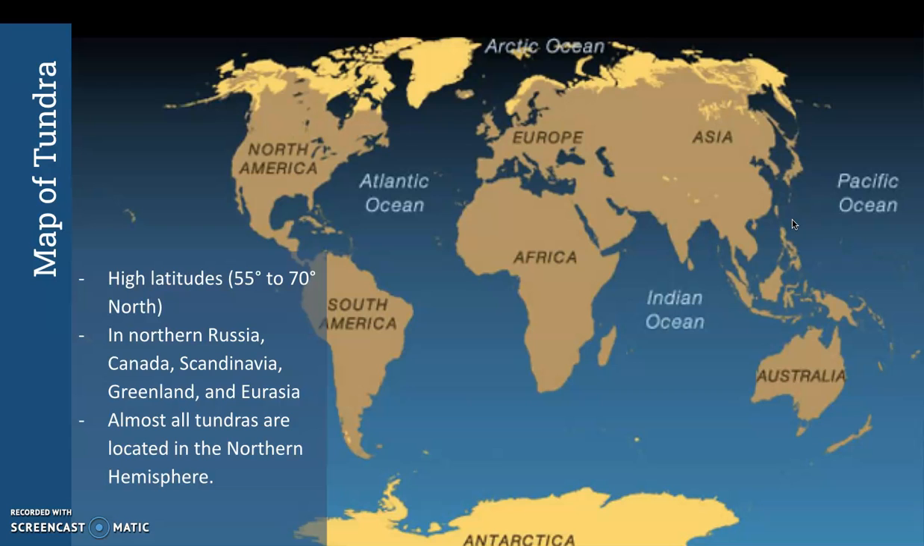Small areas exist in the Antarctica, but because it's much colder than Arctic, the ground is always covered with snow and ice.